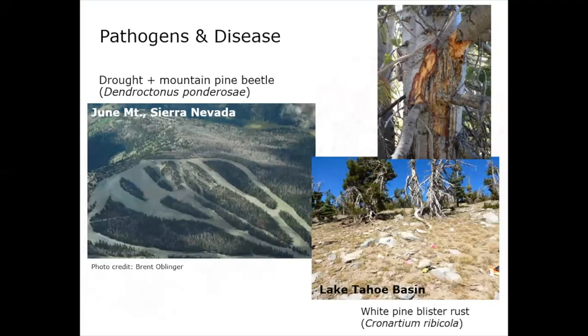The two main disease agents we're interested in are mountain pine beetle, a native species that's had significant impact since 2010, all up and down the state. Blister rust is a non-native pathogen. It has yet to become as severe as we've seen in the Rocky Mountains, but it's a big unknown risk for whitebark in California. And that's another reason that we need an effective monitoring method.